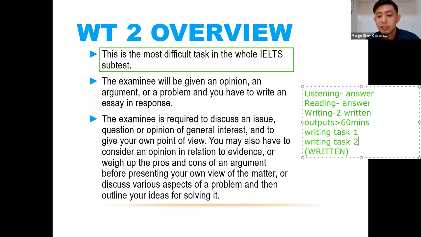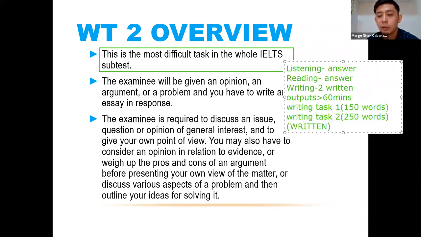So writing task two, what makes it even more difficult is that your writing task one only requires you to provide an output of 150 words, okay? Whereas your writing task two will require you to provide an output of 250 words. That is primarily the reason why in the IELTS, I recommend that you spend 40 minutes for task two and 20 minutes for task one.